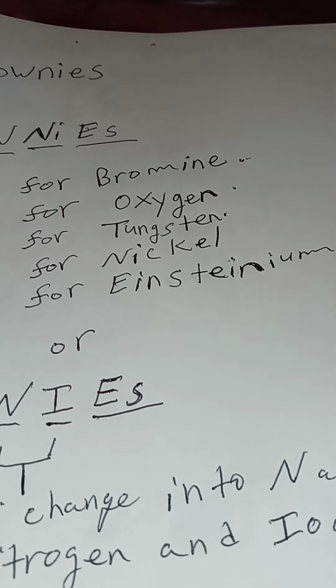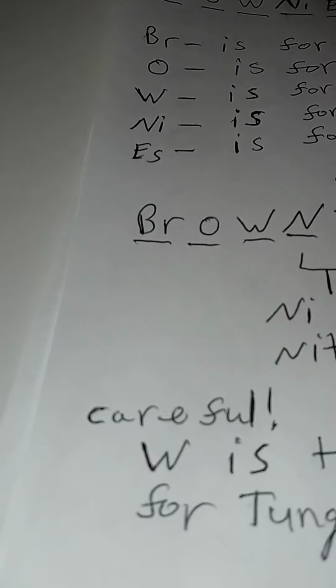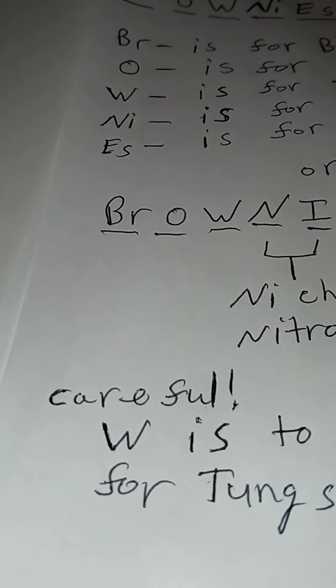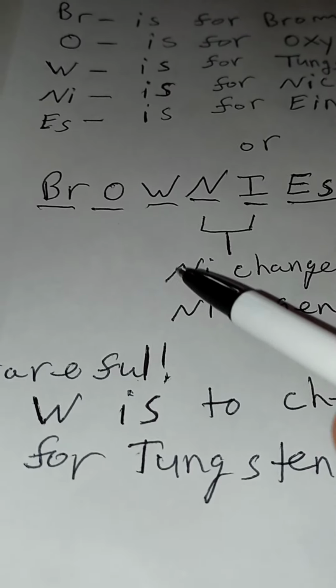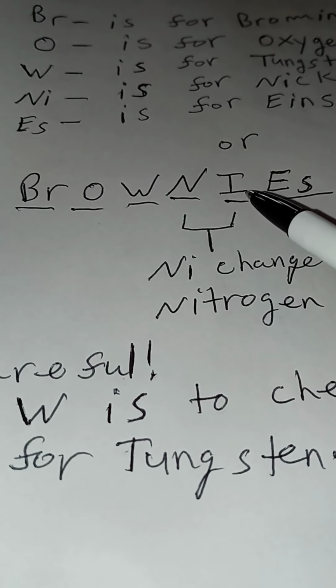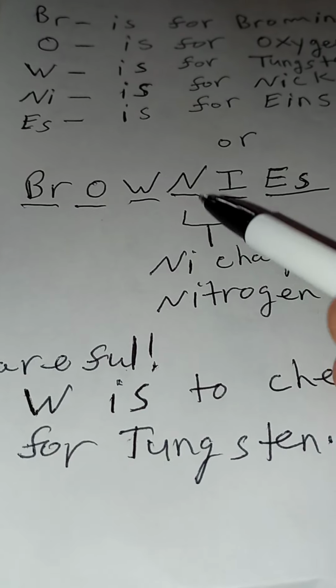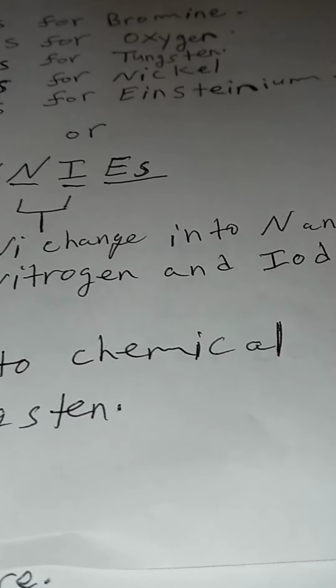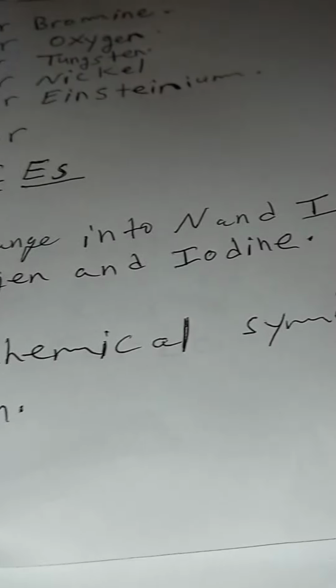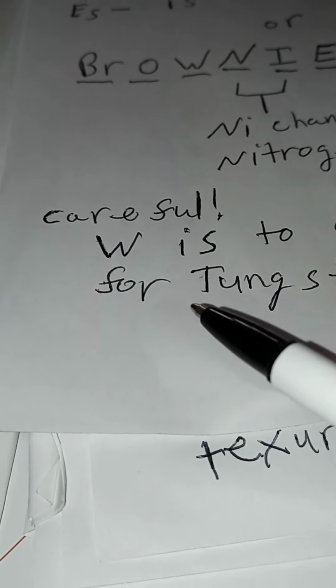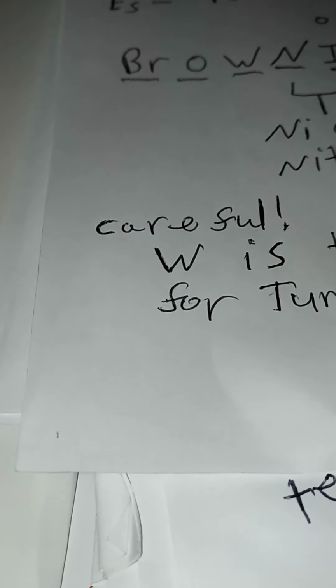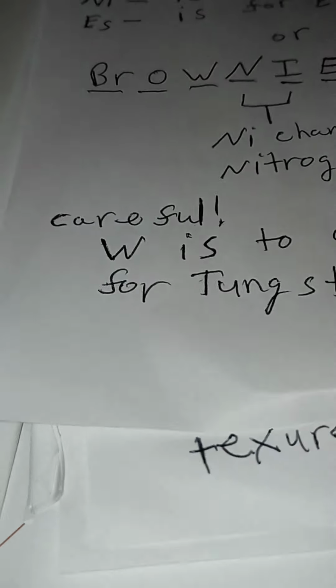Okay? I'm doing this so I don't want to write all this down in my description box. It's just too much trouble. See? Just know that Ni, capital N and capital I, can become capital N and a small I. Okay? They become nitrogen and iodine. And then you got the W. Be careful. W is the chemical symbol for tungsten, which begins with a capital T. Be careful, all right? Be careful with tungsten, all right?